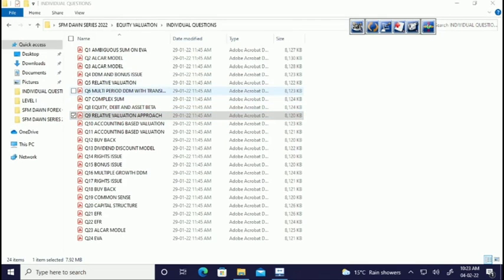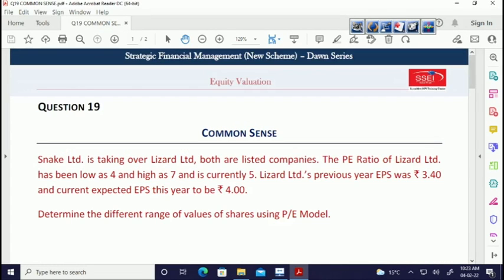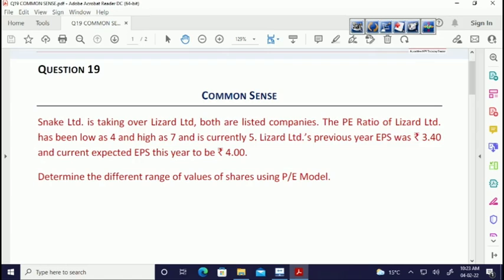So we did relative valuation, question number 5, question number 9. There's another sum, question number 19, common sense, where relative valuation is involved. Let's look at this sum. Snake is taking over Lizard. Both are listed companies. So this is actually mergers and acquisition. But you know, mergers is basically equity valuation.